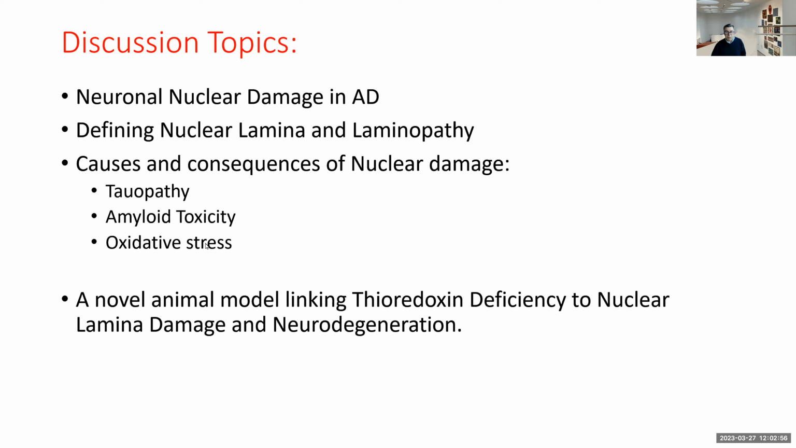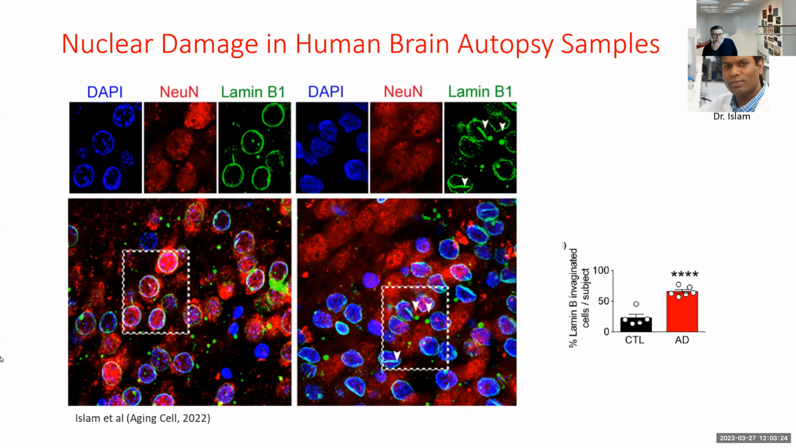We are going to be focusing mostly on oxidative stress, which is the major focus of my research, and specifically on thioredoxin protein that I like to highlight here. And we have developed a new animal model linking thioredoxin deficiency to nuclear damage and neurodegeneration. So hopefully you will be as excited as I am here. So first, I want to just show what I'm talking about when I'm talking about nuclear damage.